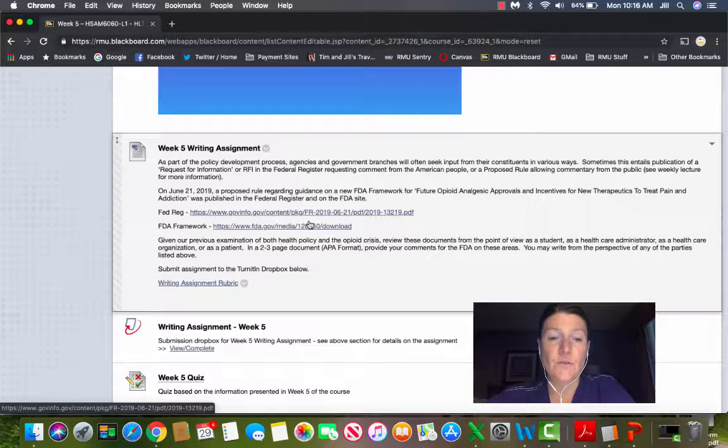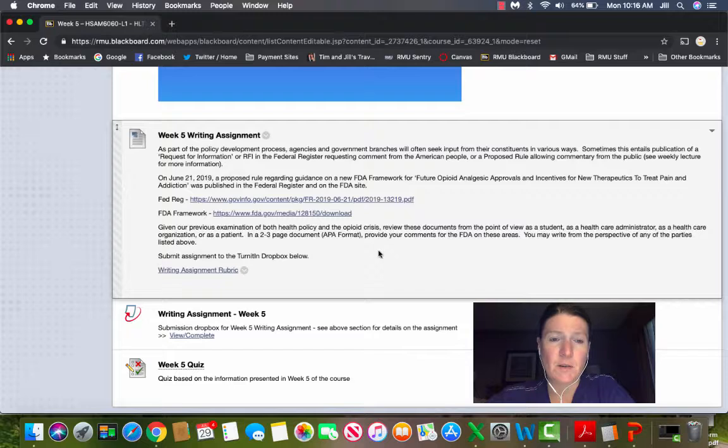So the Federal Register is here. Some information about the FDA framework is here because that's what's being proposed. What I'm looking for you to do this week is to look at the Federal Register document. It's lengthy, but if you scroll all the way to the lower part, where they're actually showing the changes to the rule. And then also look at the framework itself, which is probably more important. Provide some comments to the FDA on these areas, especially given the work you've done examining the opioid crisis already in this classroom. So take a look at that.